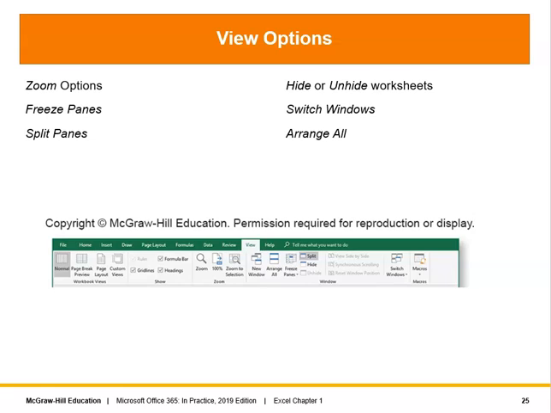The Zoom option allows you to change a sheet's magnification to see more of the data at once by zooming out, or to scrutinize content more carefully by zooming in. The Freeze Panes command locks rows or columns in view so that you can position data for easy review.